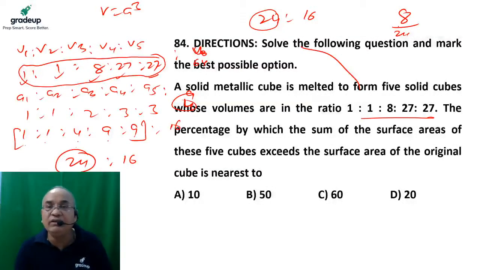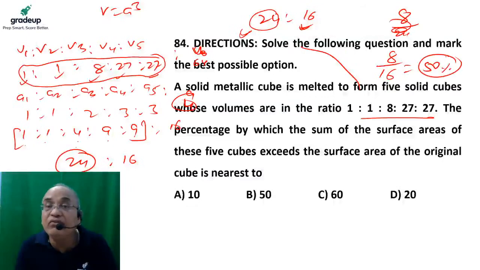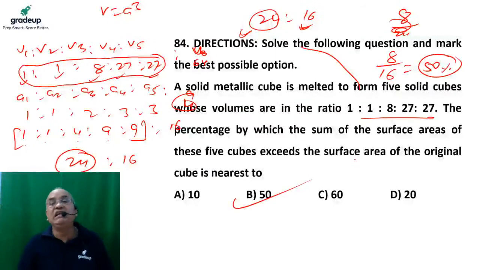Okay. So what was the question? By how much the sum of the surface area of these 5 cubes exceeds the surface area of the original cube. Okay, exceeds. So the surface area of these 5 is 24, the surface area of the original is 16. It exceeds by 8 as compared to the original, so it exceeds by 50%. So the correct answer is B.